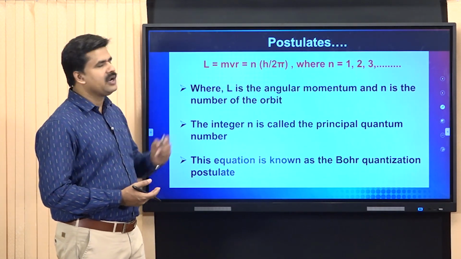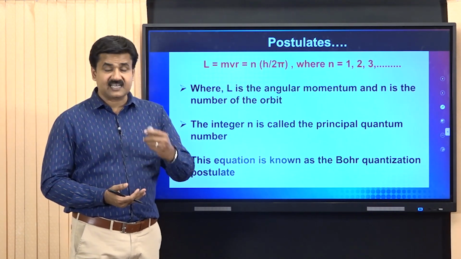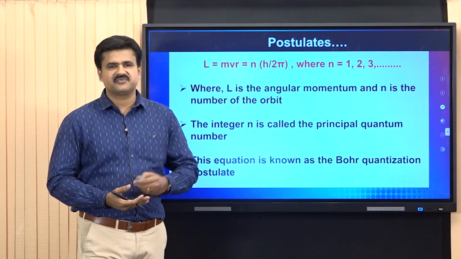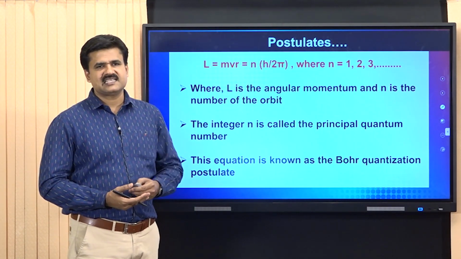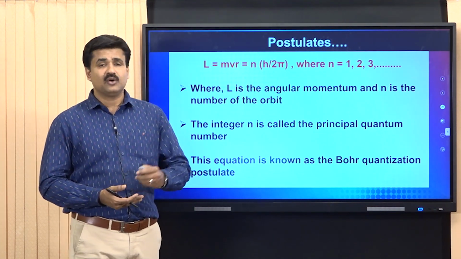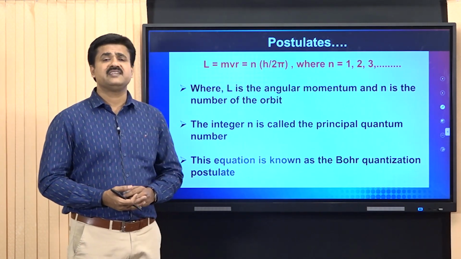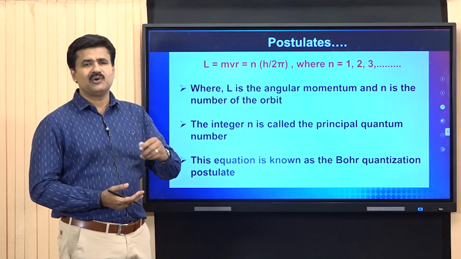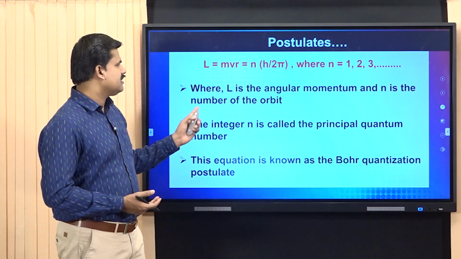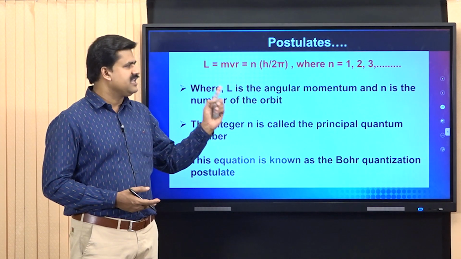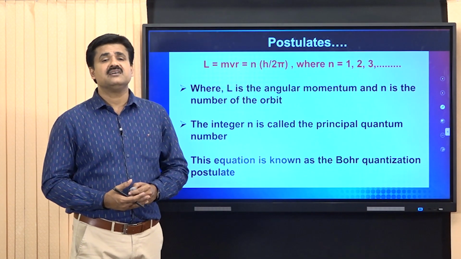Now, angular momentum denoted as capital L is equal to mvr, where m represents mass of the electron, v represents the velocity, and r represents radius of the orbit. It must be an integral multiple of h by 2 pi. That is, mvr is equal to nh by 2 pi, where n is equal to 1, 2, 3, etc. Where capital L, as I already mentioned, represents the angular momentum, and this number n denotes the number of the orbit.